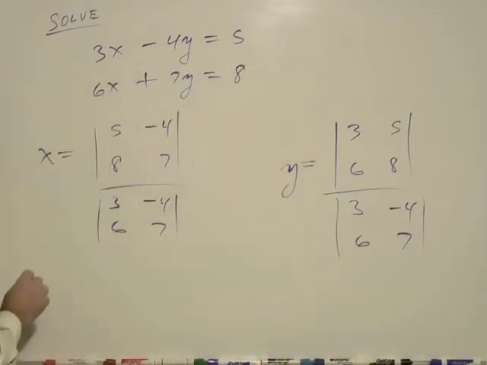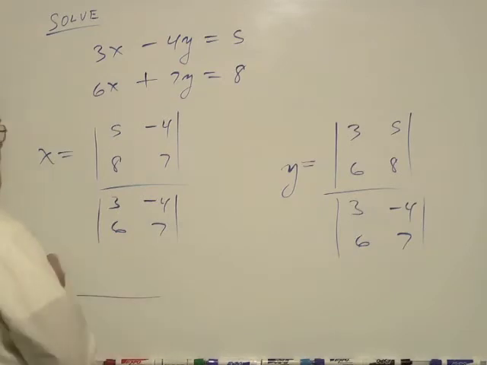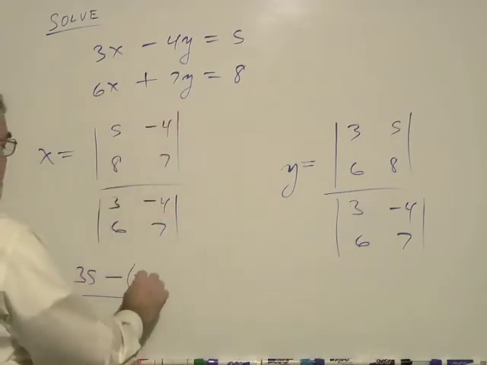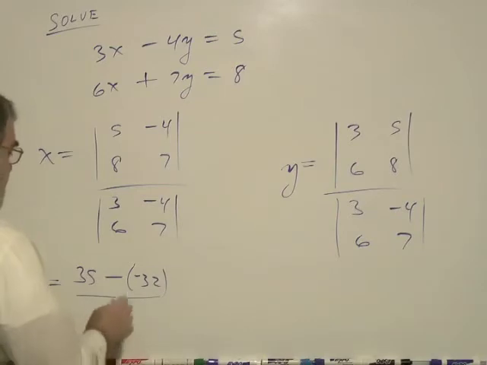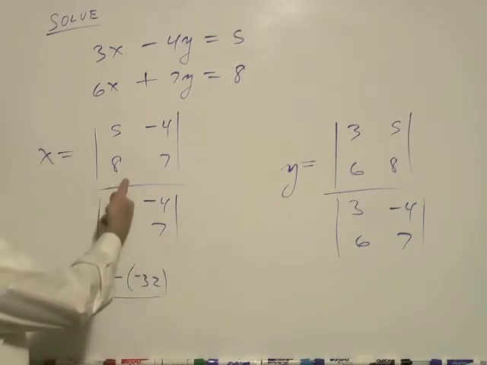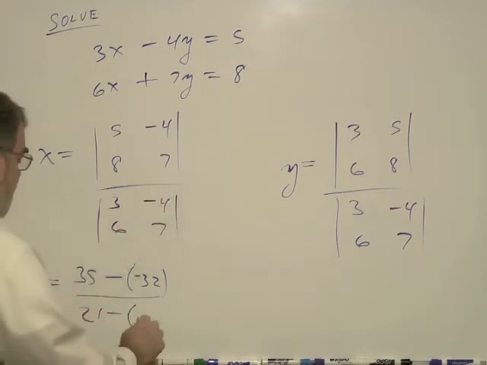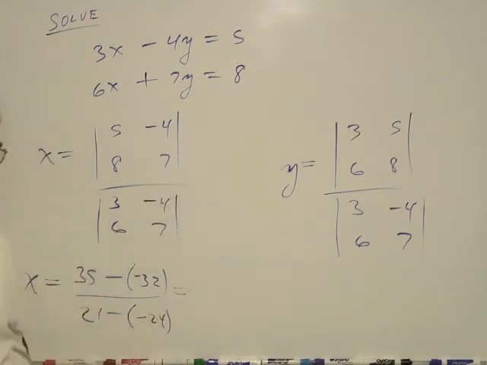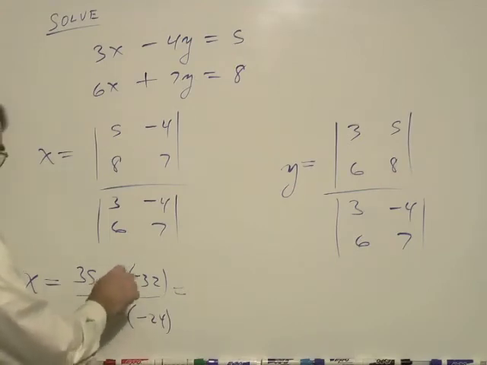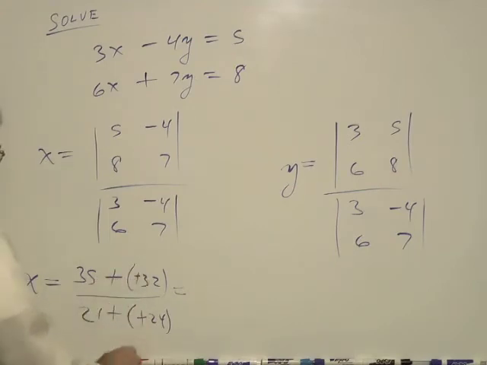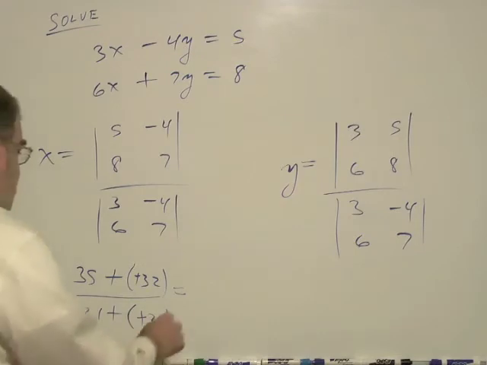Well, there it is. That's how you set it up. Now the top determinant is going to be 5 times 7, 35, minus negative 32. And one more time, the bottom determinant is going to be 21 minus negative 24. And with this, these two negatives cancel, those two negatives cancel. So you get 67 over 45.